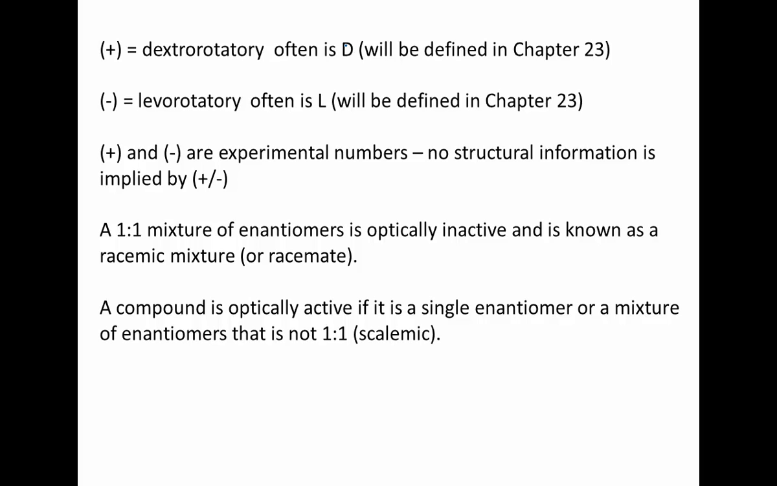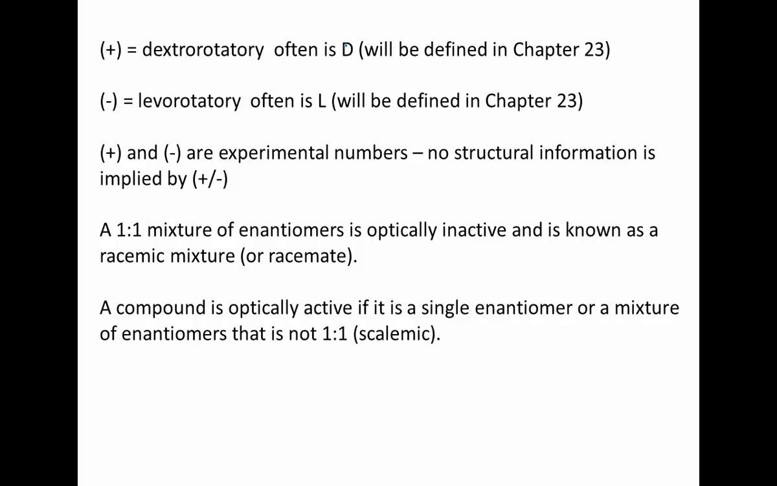The minus isomer is called levorotatory, and often the prefix L is attached here, but like we'll see, L means something a little bit different than the direction of the specific rotation. All right, so plus and minus are experimental numbers. You can't get any structural information. The only structural information you can get is that if you have the structure of one and you know it's plus, you know that the structure of its enantiomer is minus.